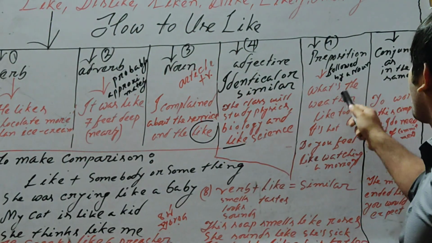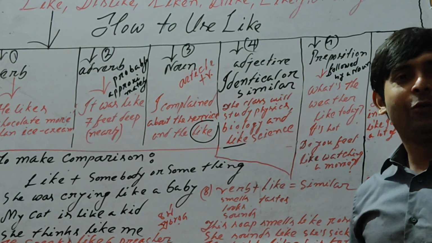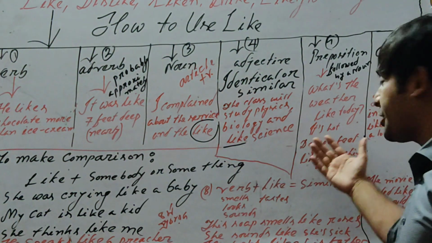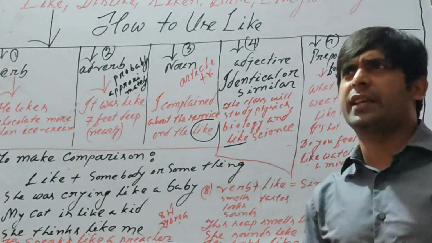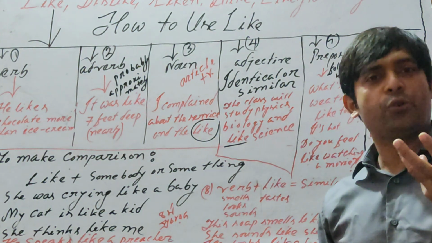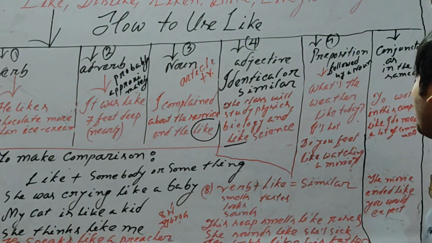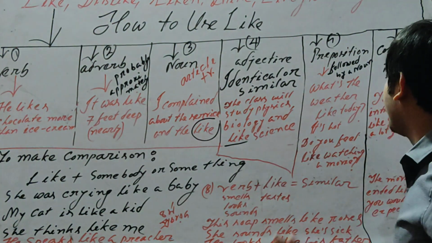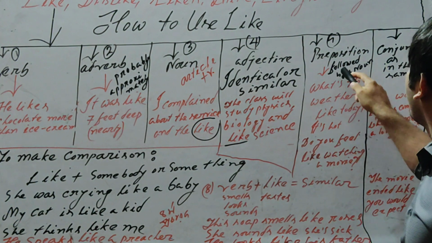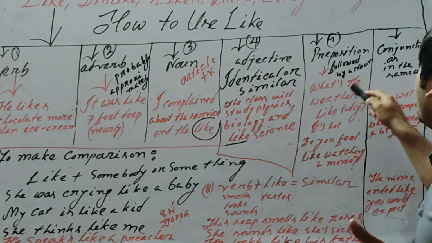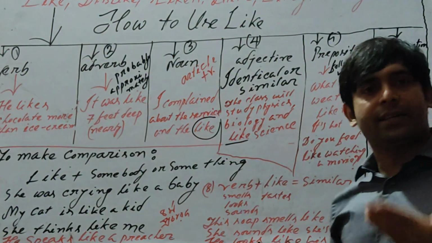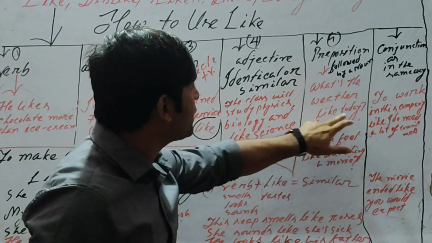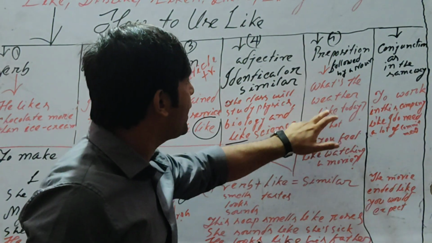How does it describe? What's the weather like today? It's hot, or you can say it's cold. It's up to you how to reply to the question. So what's the weather like today? It's hot or it's cold. You can reply that. I would like to make it clear that it is followed by a noun. What's the weather like today?